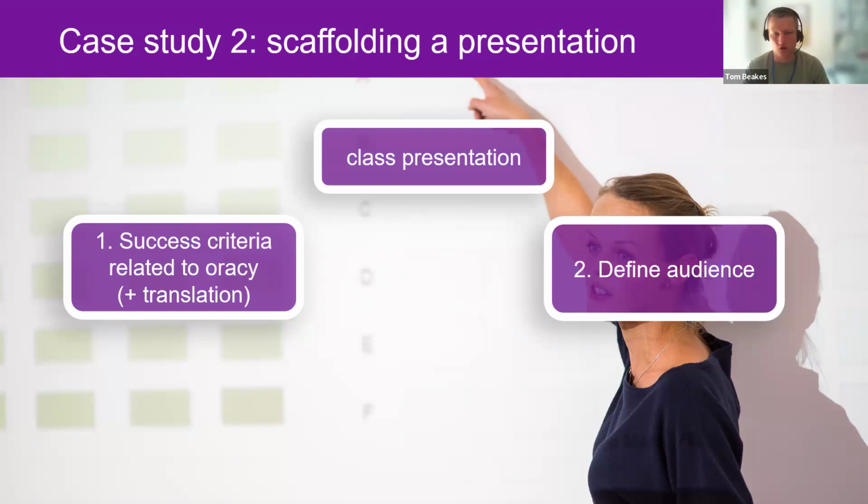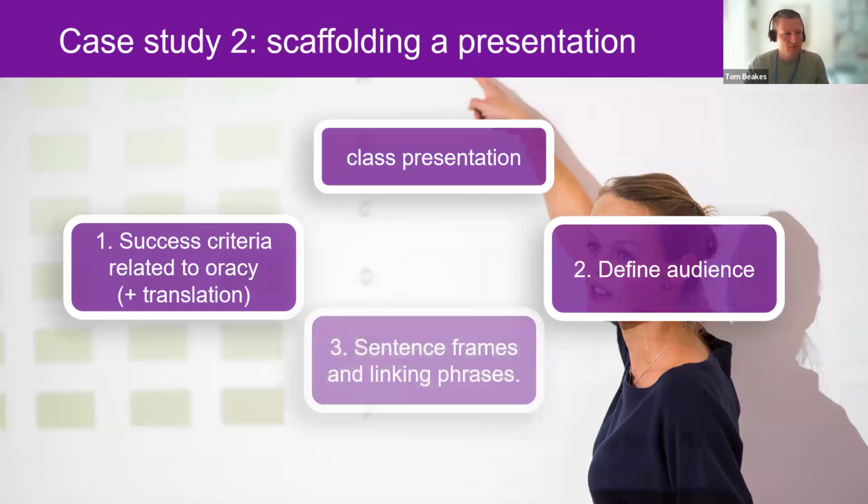So, are you talking to the general public who don't know much about the topic? Are you talking to people your own age, or young children? Are you talking to scientists, professionals? How is that going to affect the formality of the language you use, for example? Of course, the teacher could also provide a list of sentence starters and linking phrases to support the grammar and vocabulary needed.